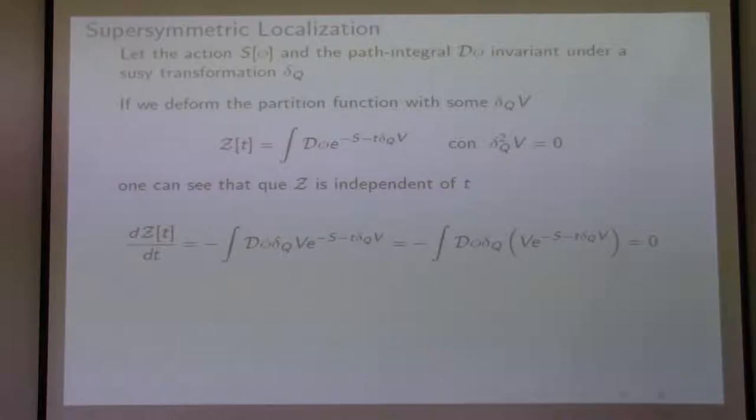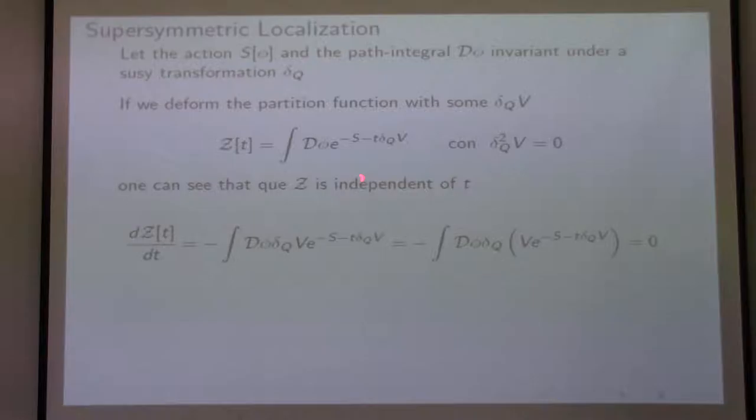But since I mentioned it, let me just sketch. The idea of localization is: imagine that you have a theory that is invariant under some supersymmetry delta Q. Not only the action is invariant, but also the measure of the path integral is invariant. So you try to deform this partition function by adding some variation, some quantity d with a parameter t. And in order for this to still be invariant under this delta Q, you require that delta t squared is equal to 0.